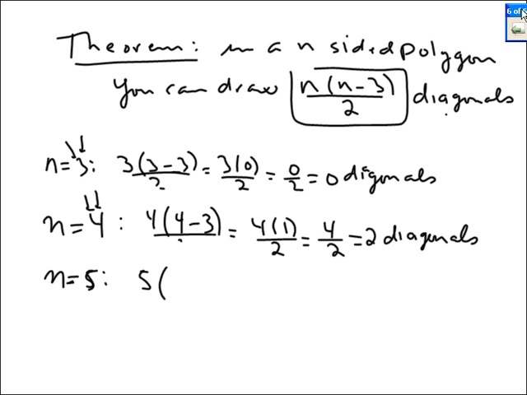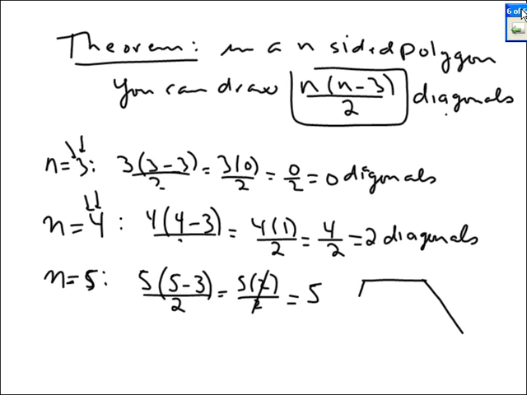N times n minus 3 over 2. 5 minus 3 is 2. And before I multiply the 5 by the 2, I'm going to cancel them out. So you get 5 times 1, or 5. And this is precisely right. 1, 2, 3, 4, 5.